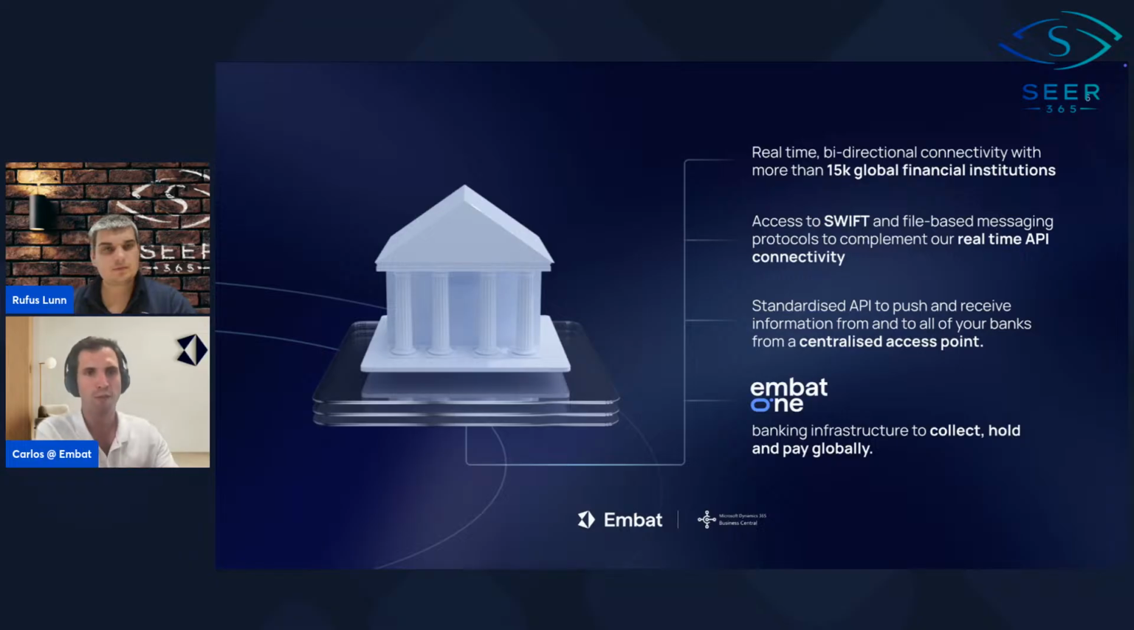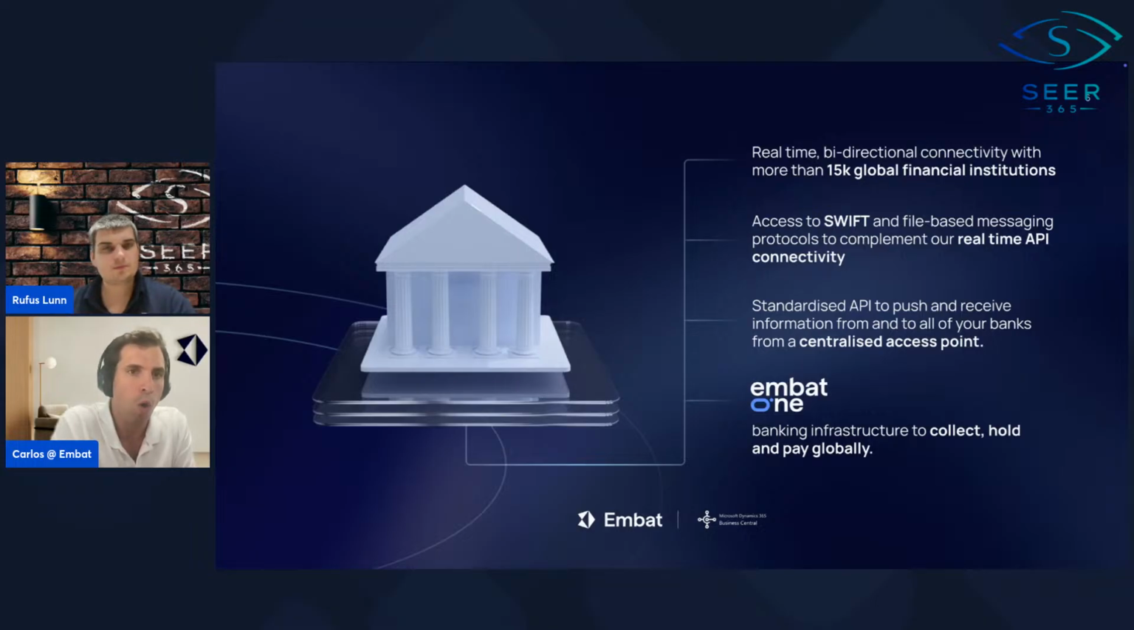Obviously, unfortunately for us, the global banking infrastructure is not ready today for full API connectivity. So Embat also offers a fallback option into more traditional file-based connectivity with all of these systems. We obviously have Swift connectivity, we can build host-to-host connectivity, and we also operate in certain markets that offer standardized banking connectivity, such as EBIX, Editran, BACS, or any other system.